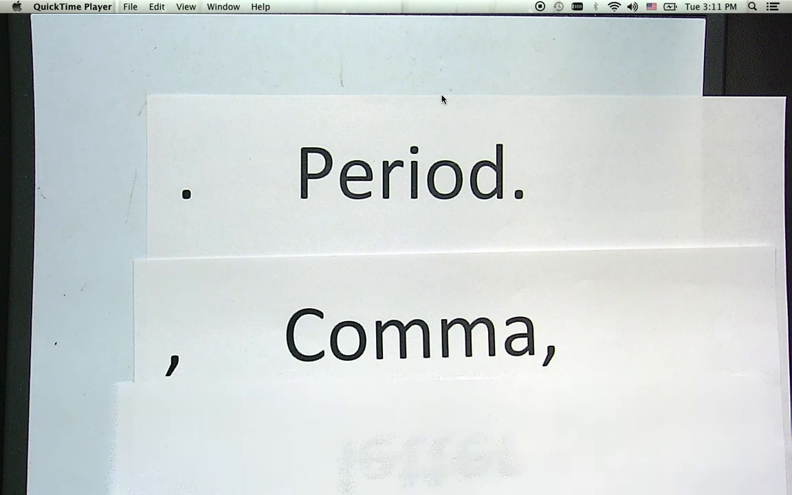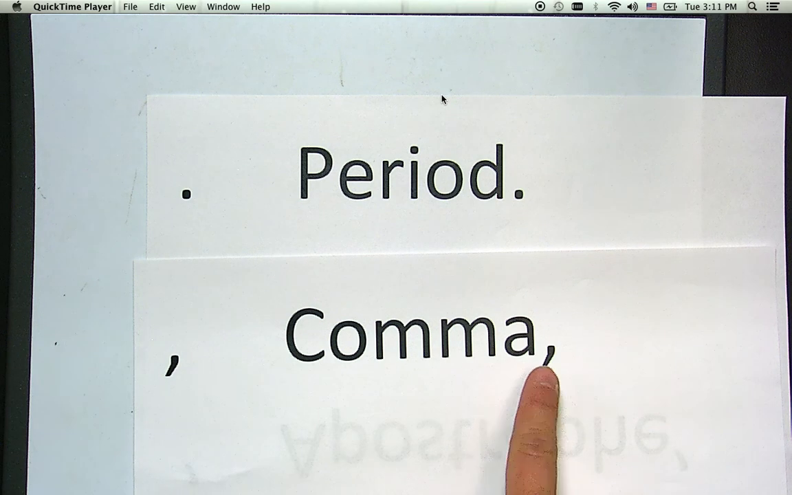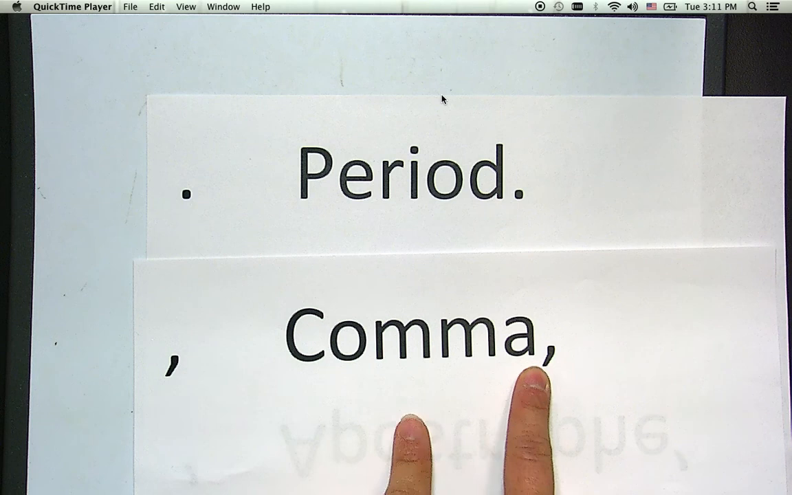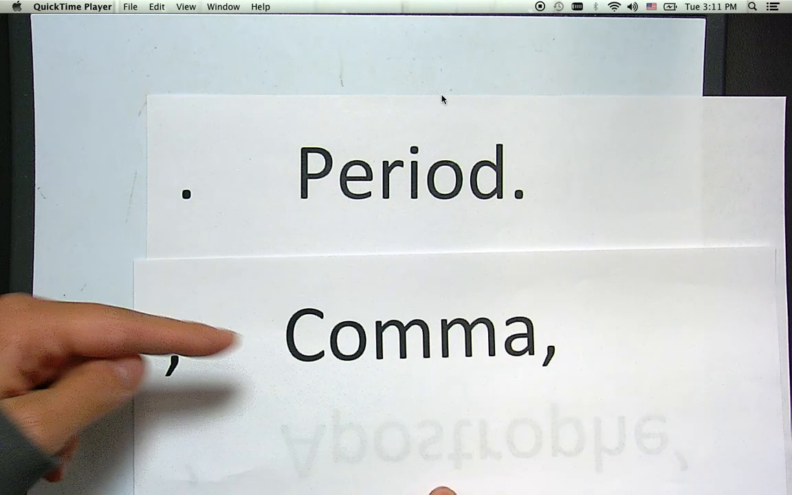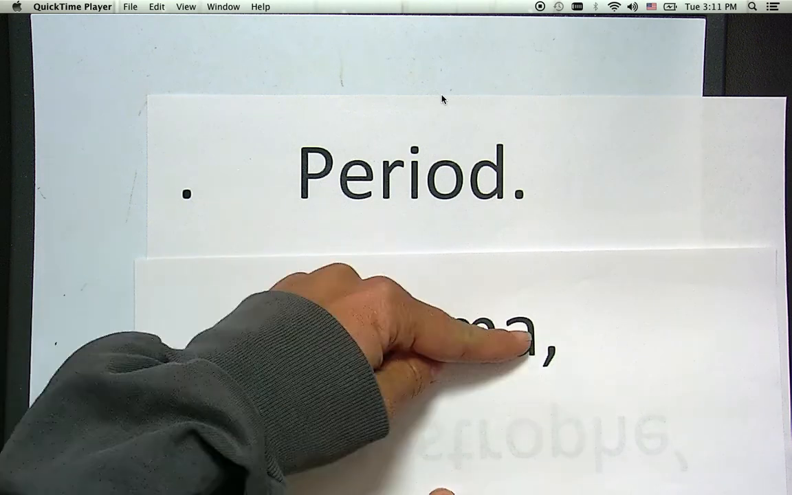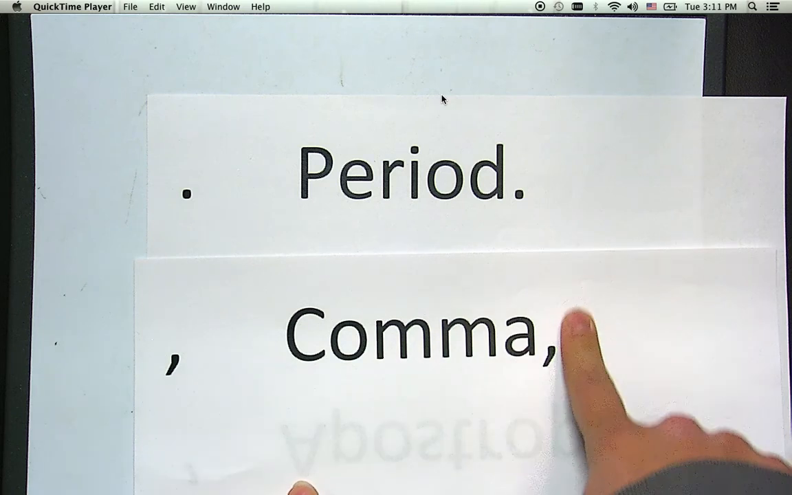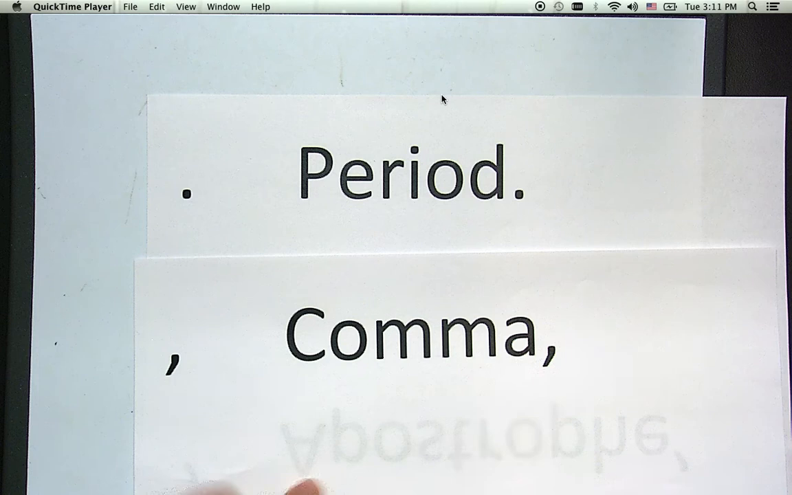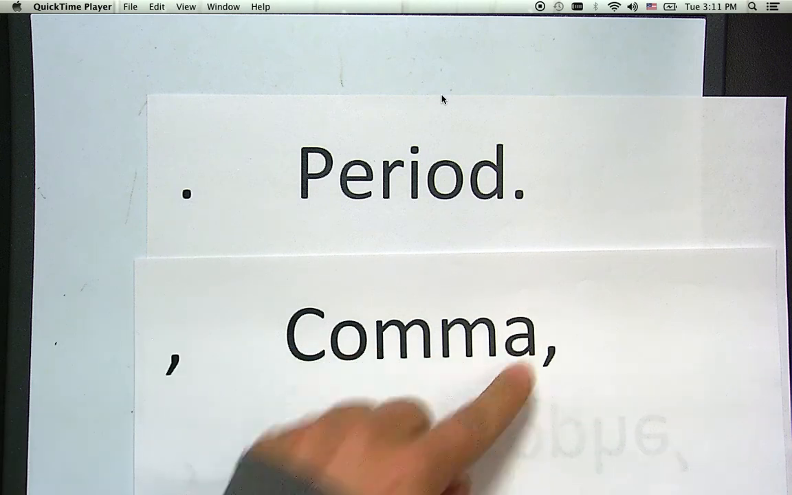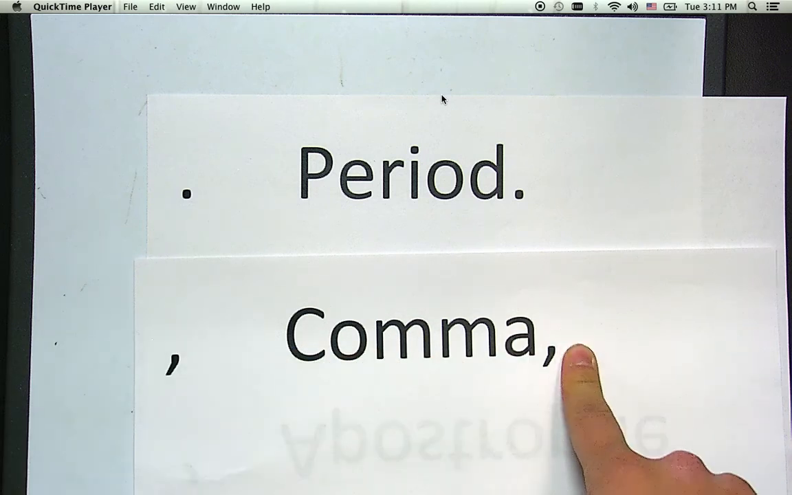The comma should be touching the word, and it should not have a space here. So when we read left to right, there should be no space here. It must have a space here after the comma. No space before the comma, space after the comma.